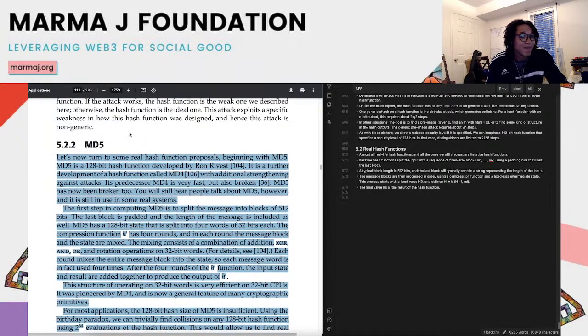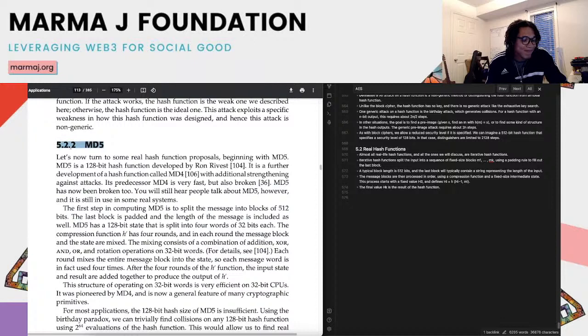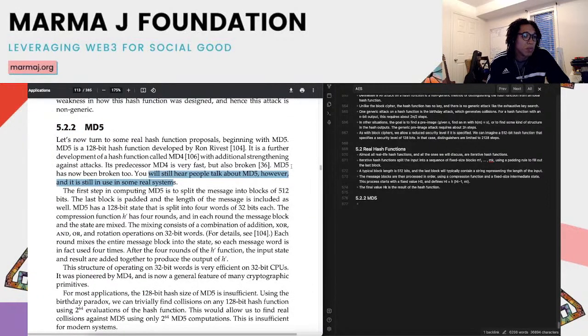Let's now turn to some real hash function proposals, beginning with MD5. MD5 is a 128-bit hash function developed by Ron Rivest. It is a further development of a hash function called MD4 with additional strengthening against attacks. Its predecessor MD4 is very fast but also broken. MD5 has now been broken too. You will still hear people talk about MD5, however, and it is still in use in some real systems. I'm not sure it's still that much in use.